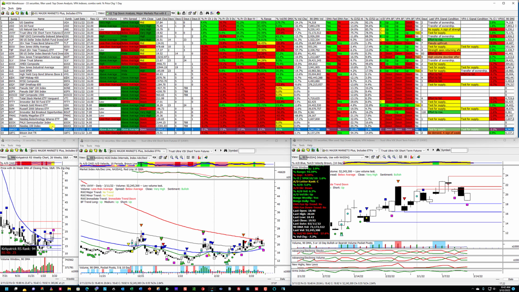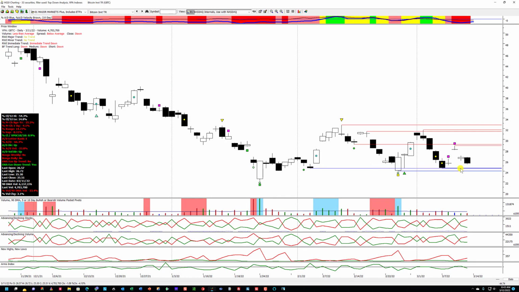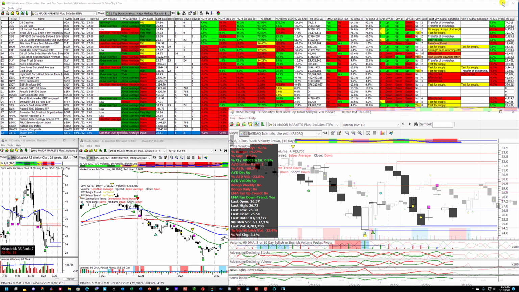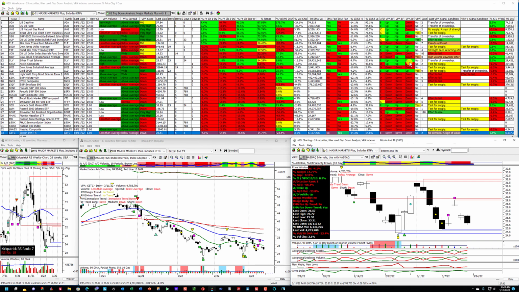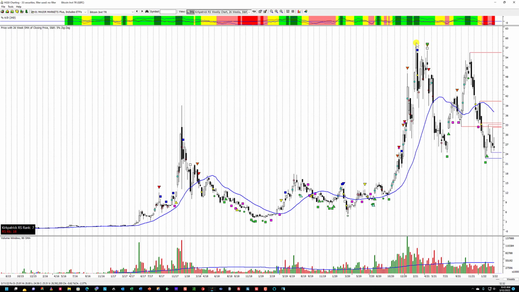Going all the way down to the bottom here, you can see the NASDAQ 100, the Bitcoin Trust, which has been all over the place. You can see it's clearly in a trading range here. There are lofty expectations for Bitcoin. I haven't seen it yet. I mean, yes, it's well off of its lows, but it's well off of its highs too.